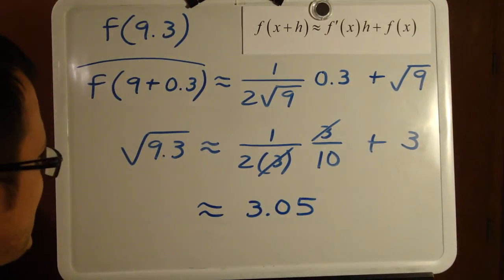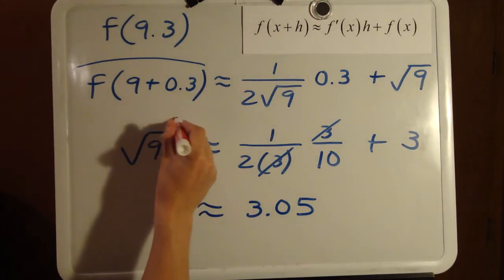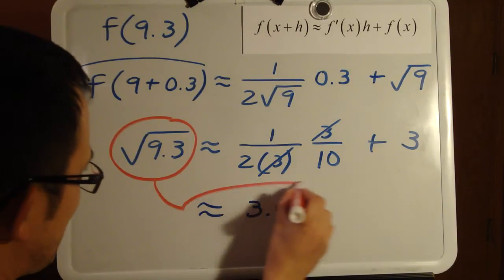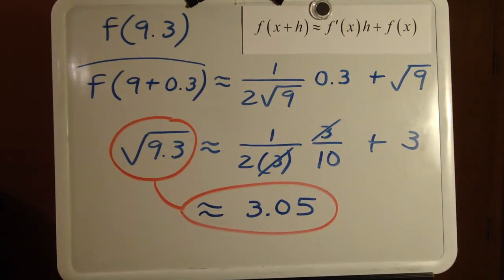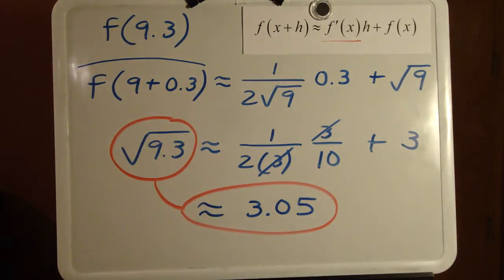And that's the big connection to make here. The thing that we're trying to calculate, the square root of 9.3, we have found, and you can check on a calculator, is about equal to 3.05. So this is the way that you can calculate this simply by hand by using this concept, that concept of a differential.